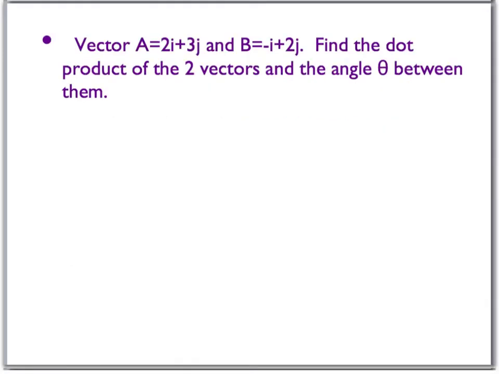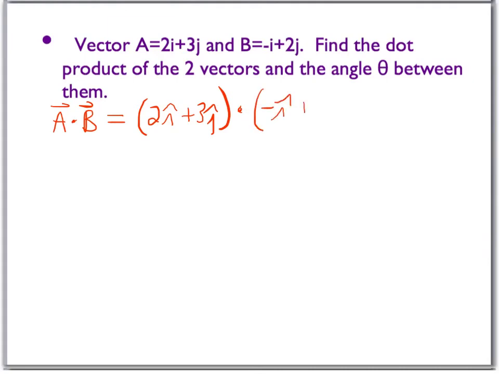Let's look at one example of this and try this out. So let's say that you have two vectors A and B. A is 2 I-hat plus 3 J-hat, and B is negative I-hat plus 2 J-hat. And we want to dot these two vectors. So we are looking for the dot product of A and B. Dotting these two vectors is simply taking the A vector and dotting it with the B vector.